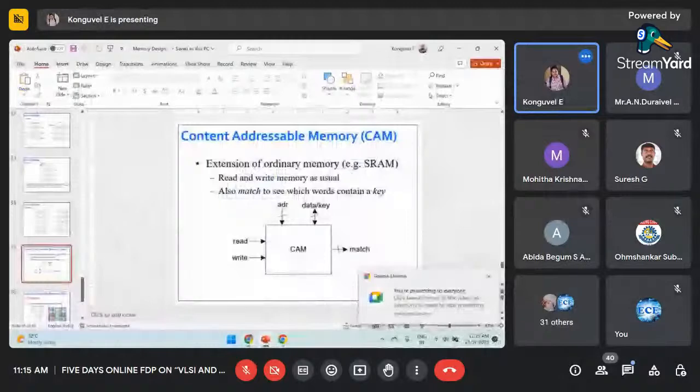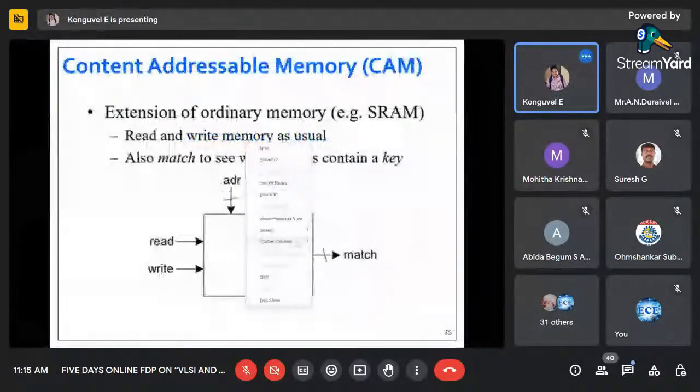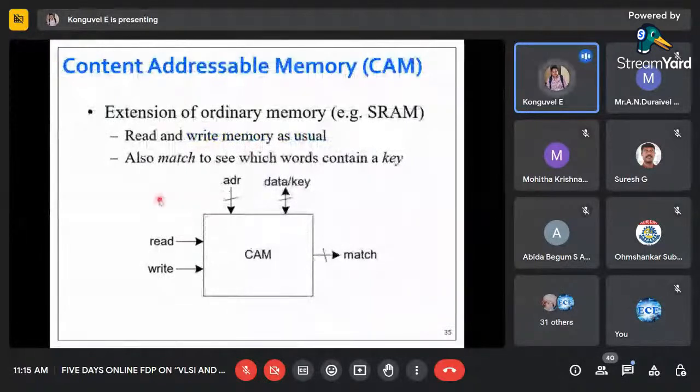What data I have to connect with what device. So there, without referencing the identity, I mean the address, I will directly use the content, because I know where the location of the content is. So I will directly address it. Particularly in networking kinds of applications, we use this kind of content addressable memory architecture. This is as usual it will work.